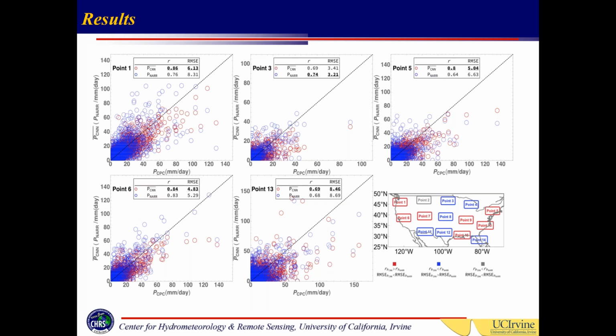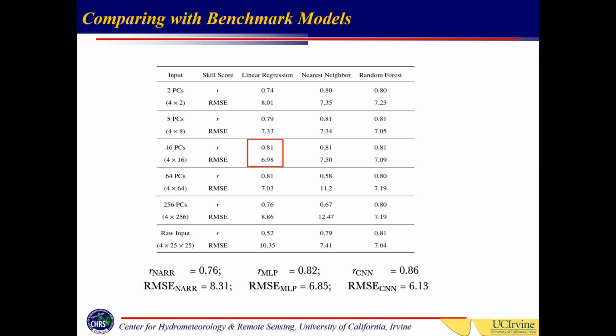But we see that for most of the regions where synoptic precipitation dominates, our model really beats the original NARR reanalysis data. And for some of the convective-precipitation-dominated areas, we are not doing as well, but not so bad. For example, correlation goes from 0.69 to 0.68. And we try to compare with our benchmark models of linear regression, nearest neighbor, and random forest.